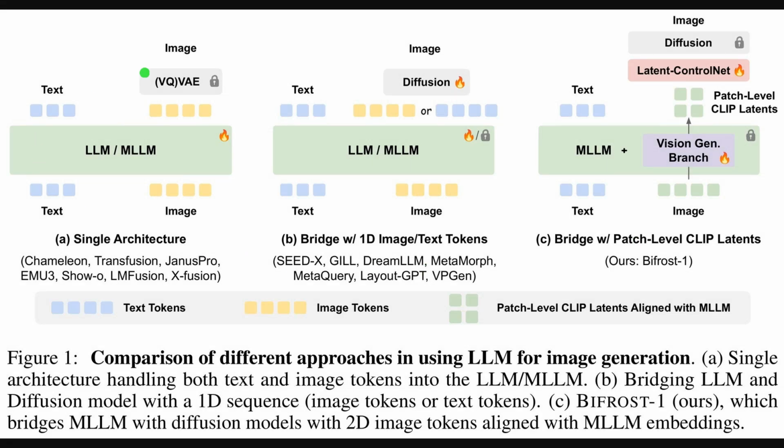Alright, this figure contrasts 3 routes for adding image generation. On the left, a single architecture feeds both text and image tokens into one large model, which is powerful but costly and risky for reasoning. In the middle, a bridge passes one-dimensional tokens between a language model and a diffusion model, which misses detailed spatial structure. On the right, the proposed setup sends 2-dimensional patch-level CLIP latents predicted by a visual generation branch into a latent control net to guide diffusion with precise spatial cues.